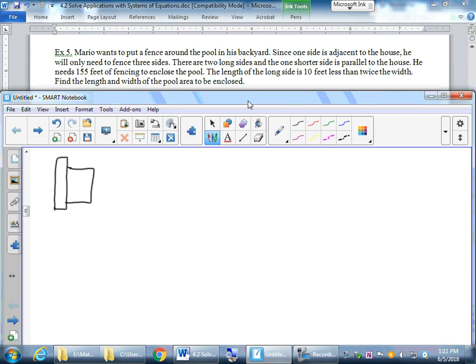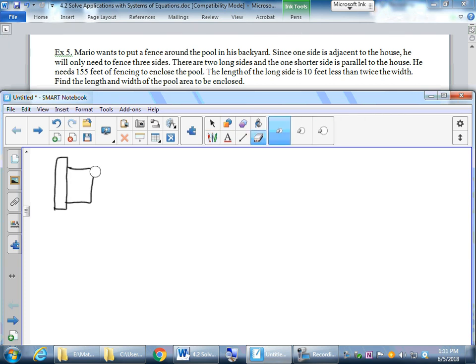Oh, so I drew the picture a little bit wrong, right? I should read the whole question first. So that's why it's always important to read the whole question before you start, so that you can get the whole picture. And then he said that he needs 115 feet of fencing. That is basically talking about the perimeter, right? Because these 3 sides will become 115 feet. And the length of the long side is 10 feet less than twice the width.